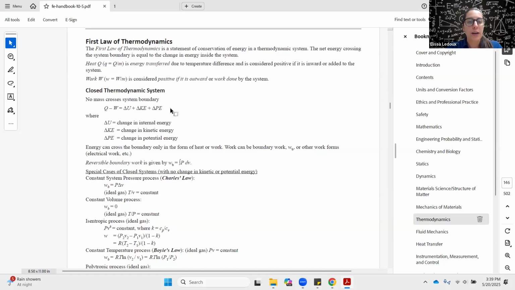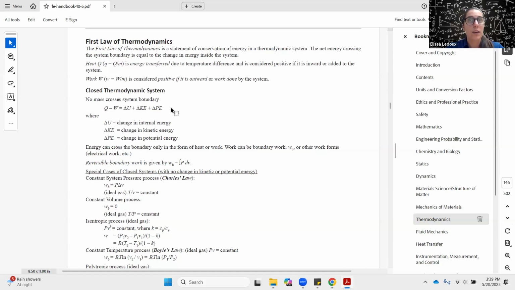Now, for a closed thermodynamic system, that means that no mass crosses the system boundary. So a thermodynamic system is closed if everything happens in the same container. It is open if there can be gas, or mass, any kind of mass that is leaving the system.